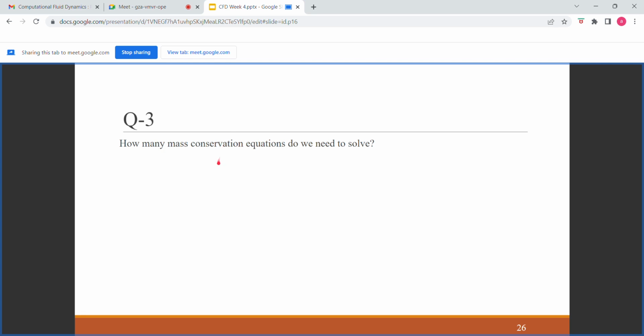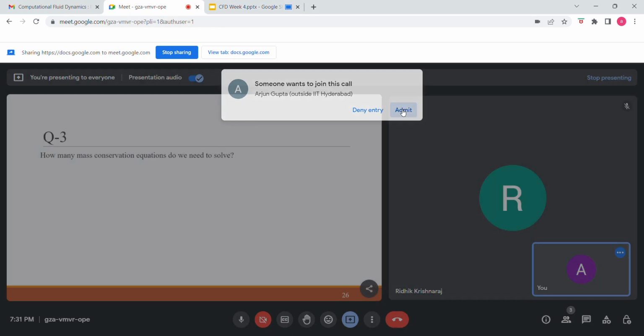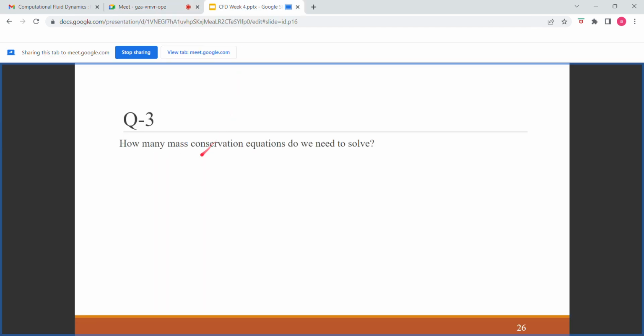So we need not solve for all the mass species conservation equations. Number of species minus one equation would be sufficient. Together with the continuity equation, that would give n number of equations, where n is the number of species. The number of mass conservation equations here would be n, where n is the number of species.